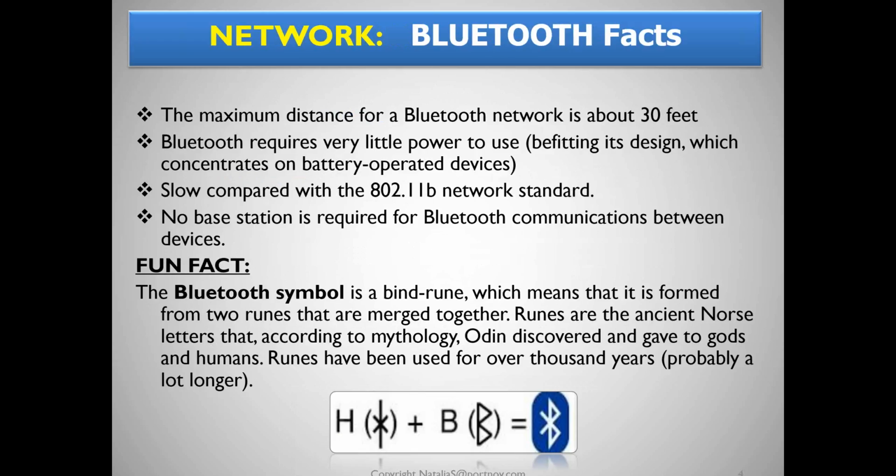So I found a very, very fun fact about Bluetooth. If you take a look at its symbol, the Bluetooth symbol is actually a bind rune, which means that it is formed from two runes that are merged together. Runes are the ancient Norse letters that, according to mythology, Odin discovered and gave to gods and humans. Runes have been used for 1,000 years and probably even longer. So this is a fun fact about Bluetooth and its symbol.